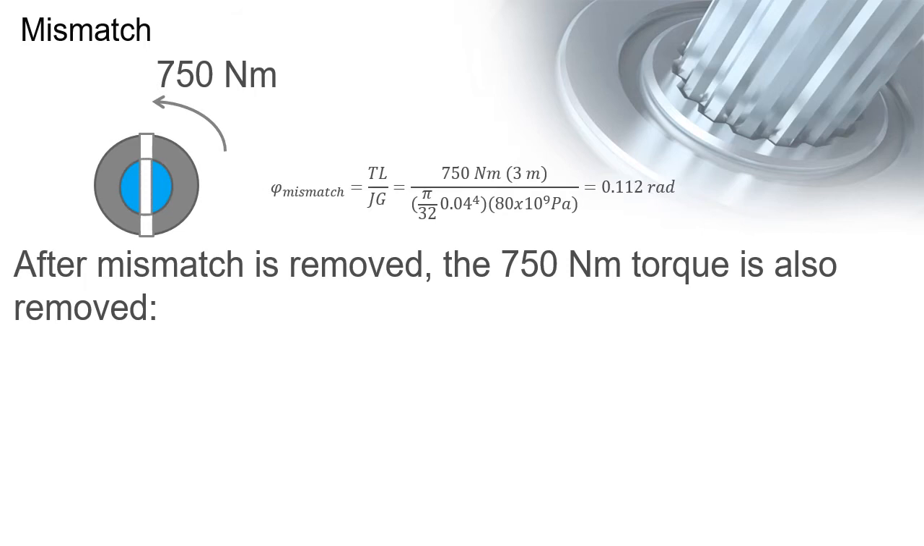Now, after the mismatch is removed, the pin can be inserted into the matched holes. After the misalignment is fixed, the 750 Newton meter torque is also removed. What will happen to our shaft? At this point, the aluminum shaft is untwisted, while the steel shaft is twisted.